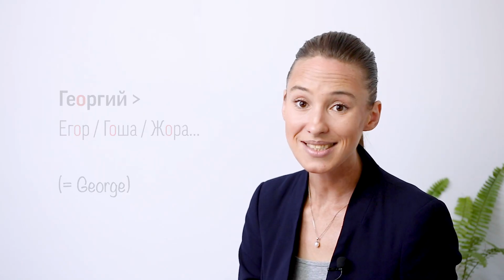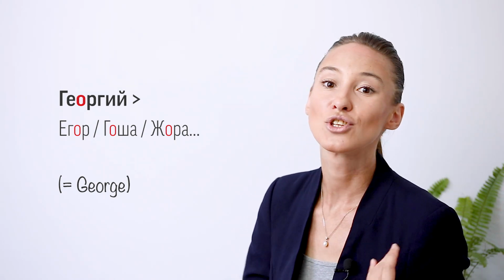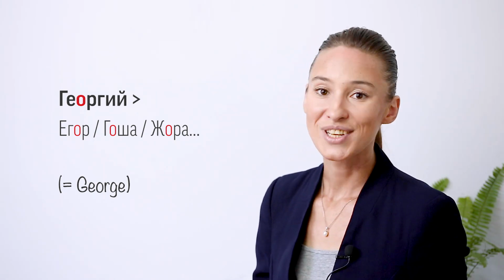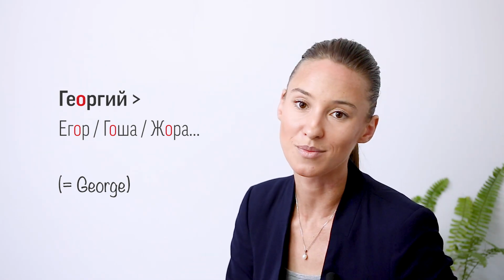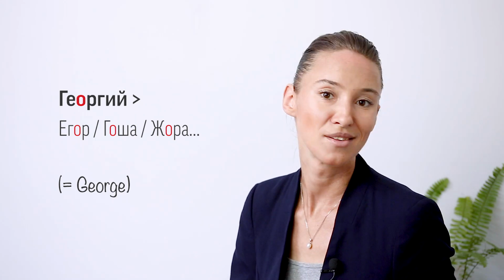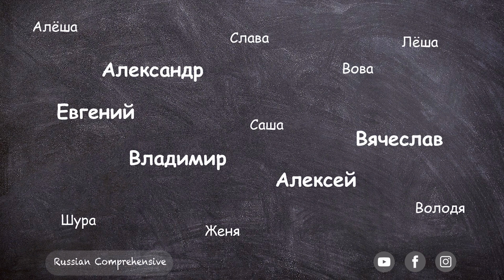In the example from the movie, the character's name is Georgi. This name has the same origin as the English George. In Russian, Georgi is a full name, and it has various shorter forms: Yegor, Gosha, Zhora, and so on. Let me give you some more not obvious examples. How many names do you see here? There are 5 Russian names here, and the rest are just variations.